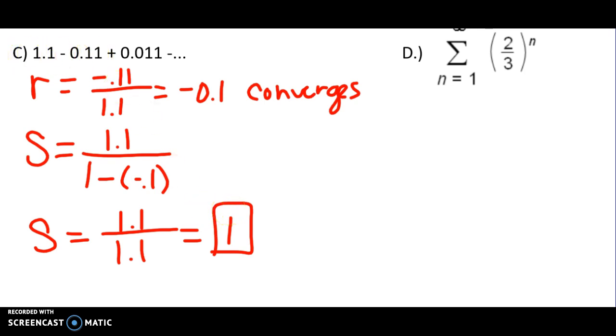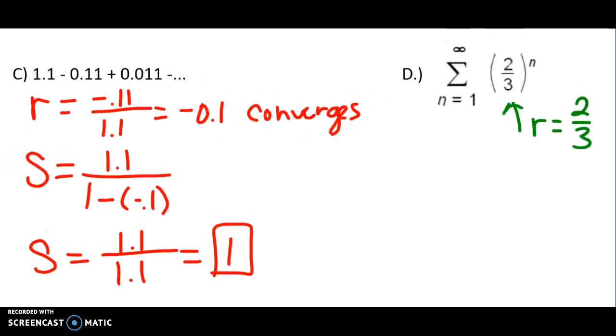In part D, again, we're looking for our r value. The value that has the exponent is going to be the r, so in this case our r is 2/3. We know it's an infinite sum because of the infinity at the top of this summation notation. We know it's infinite on these because it goes dot, dot, dot. So in this case, on part D, we need to find a1.